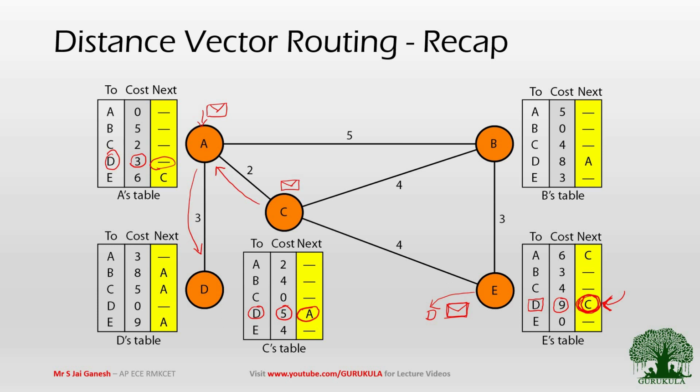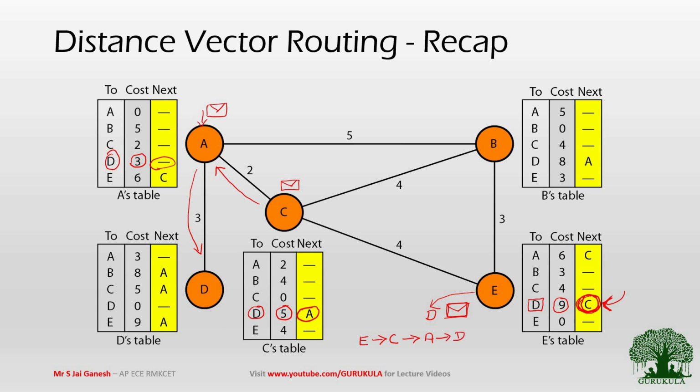So when you look at the complete process, E does not know what the actual path is. This is the actual path: from E the packet goes to C, from C the packet goes to A, and from A the packet goes to D.